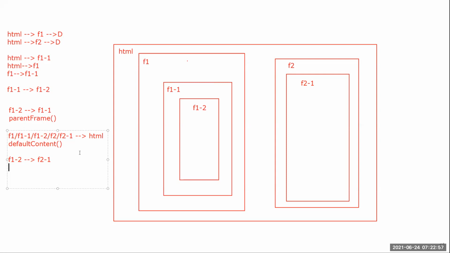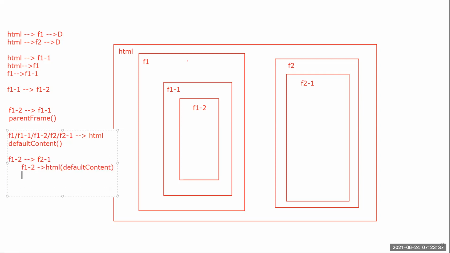So what should we do if we want to move to F2? How do we go to F2 from F1 directly? Using default content? No. Okay, so we are moving from F12 to HTML. We should move from F12 to HTML using default content. Okay, and next, after that, from there to F2.